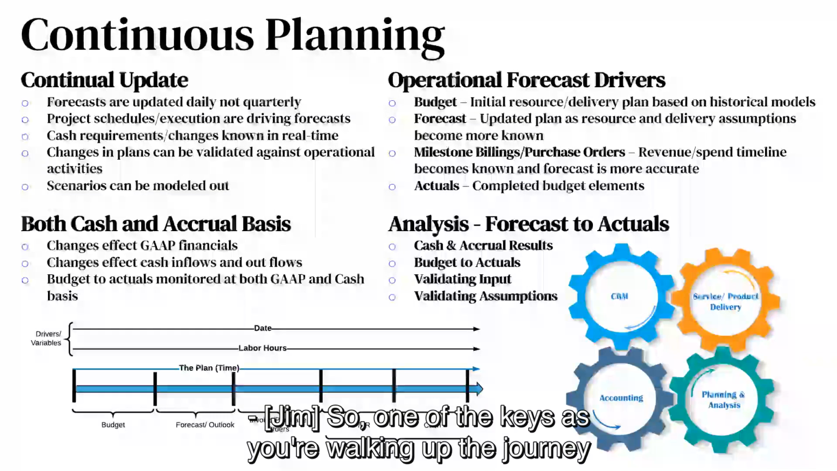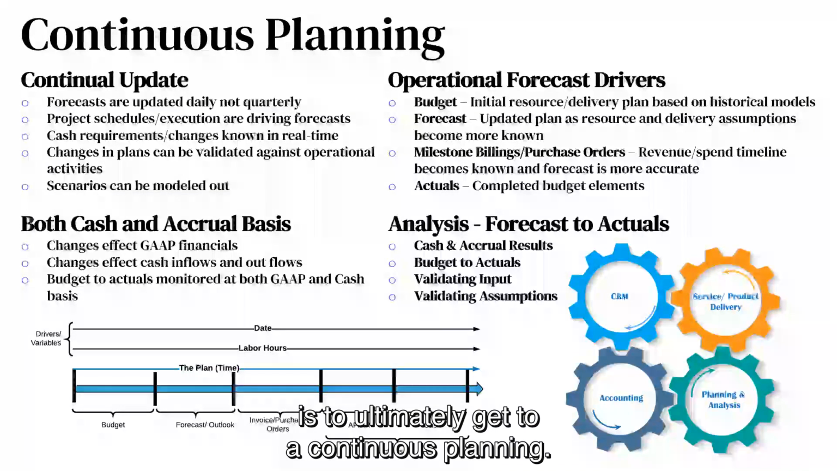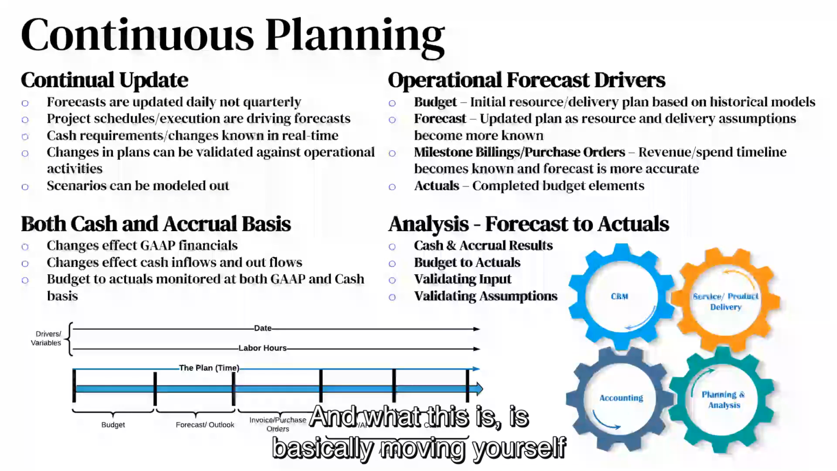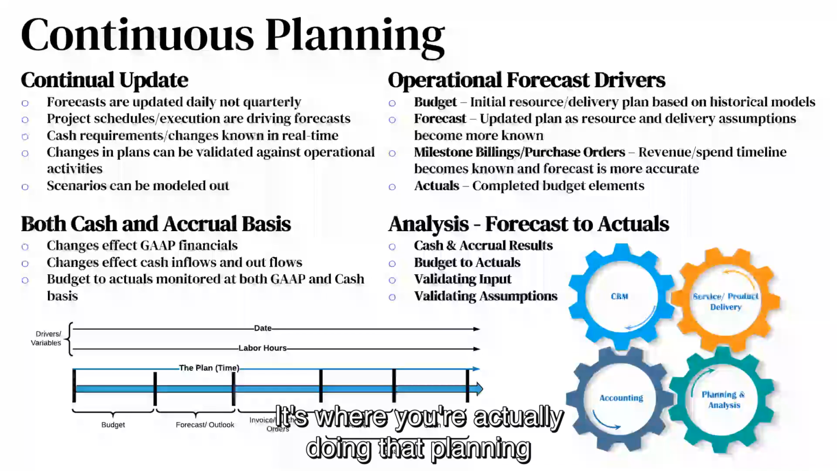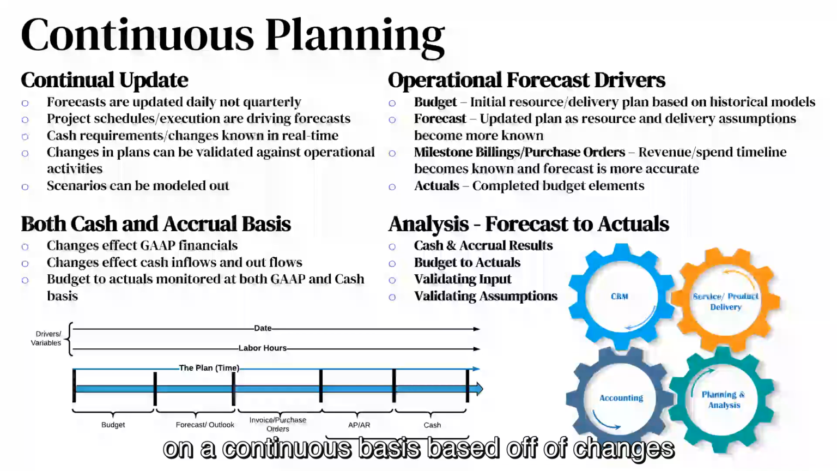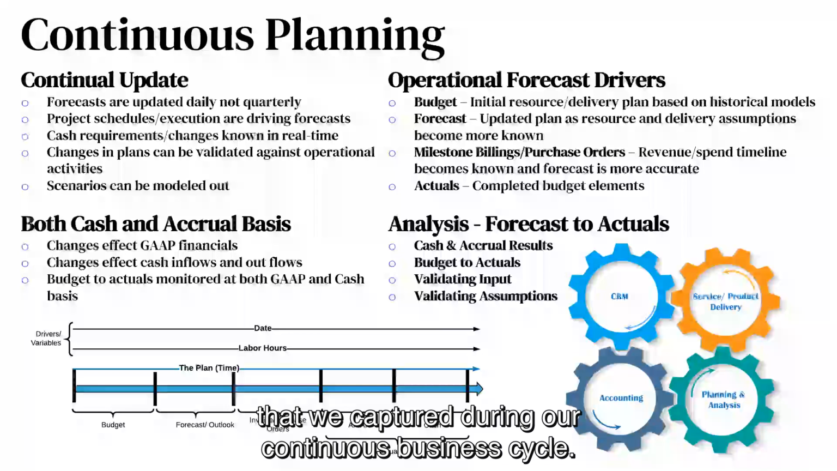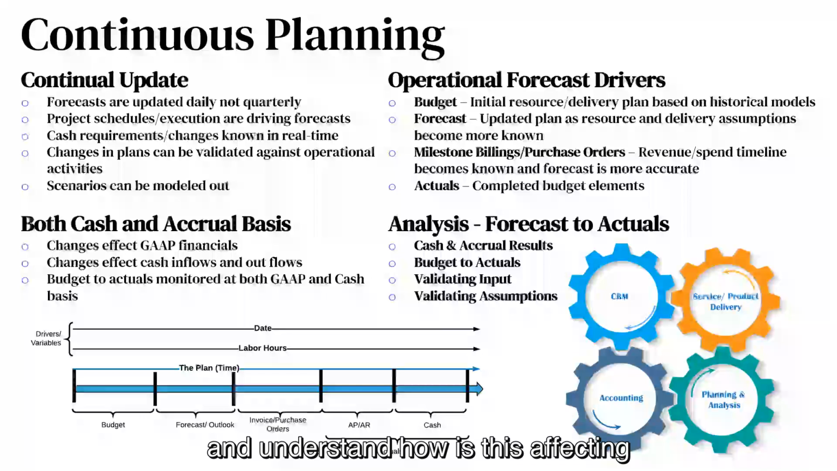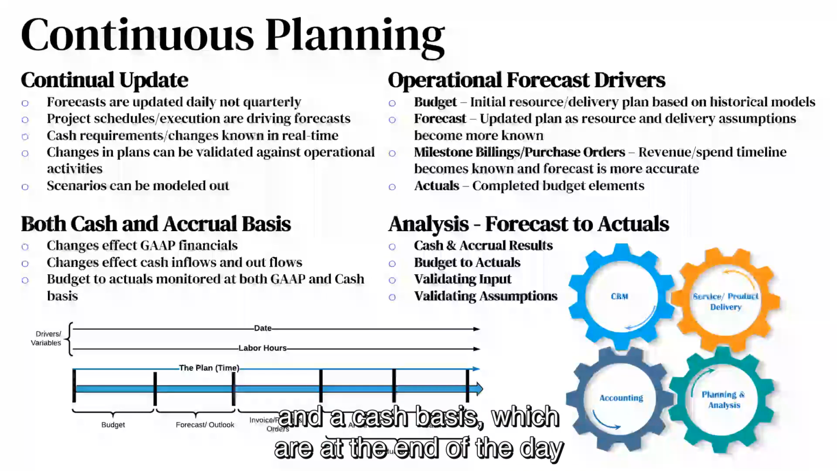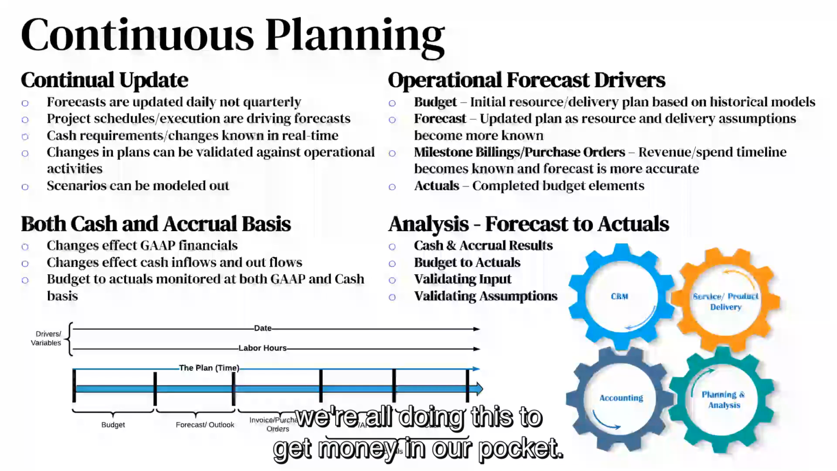So one of the keys as you're walking up the journey is to ultimately get to continuous planning. What this is basically is moving yourself from doing a plan on a business once a year or quarterly to where you're actually doing that planning on a continuous basis, based off of changes that we've captured during our continuous business cycle. In this particular area, we want to understand how this is affecting both our accrual basis, what the accountants look for, and a cash basis, which at the end of the day, we're all doing this to get money in our pocket.